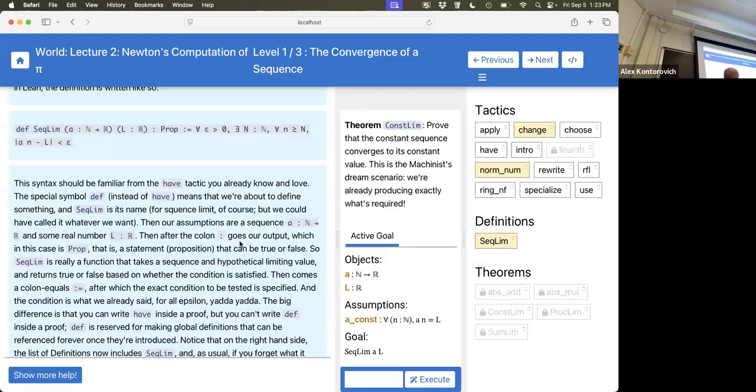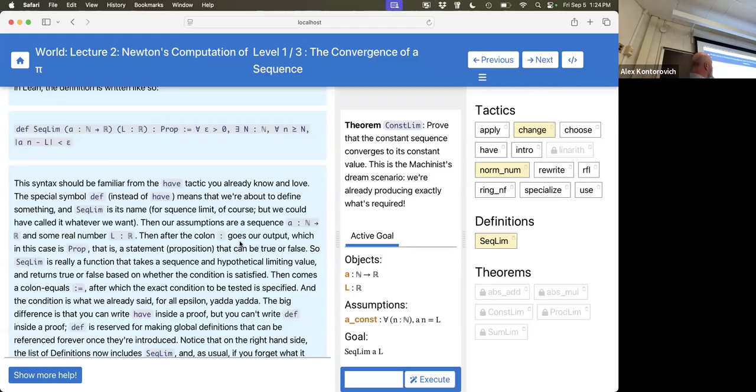And then after the colon goes what the output of the function is. In this case, the output is true or false. Yes, the sequence does go to L, or no, the sequence does not go to L. Okay, so that's a Prop. A Prop is a proposition. It's something that can be true or false. So seq_lim is really a function. Its input is a sequence and a hypothetical limiting value, and it returns true or false, whether or not the condition is satisfied. After the output comes the definition of the function. Colon equals is how you say, now I'm about to give the condition. And the exact condition to be tested is for all epsilon, yada, yada.